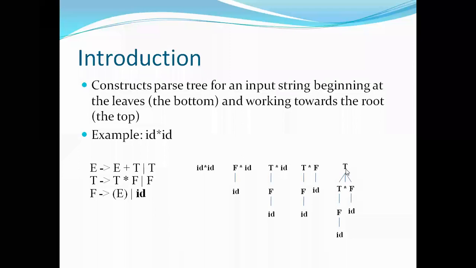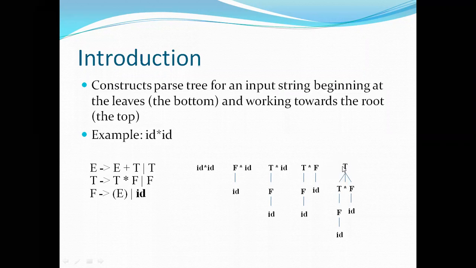In bottom up parsing, we have to generate the start symbol at the top. So we are converting the input string to the start symbol. What is the start symbol in this grammar? Capital E is the start symbol. So in this step we are not getting the start symbol, because T is not a start symbol.